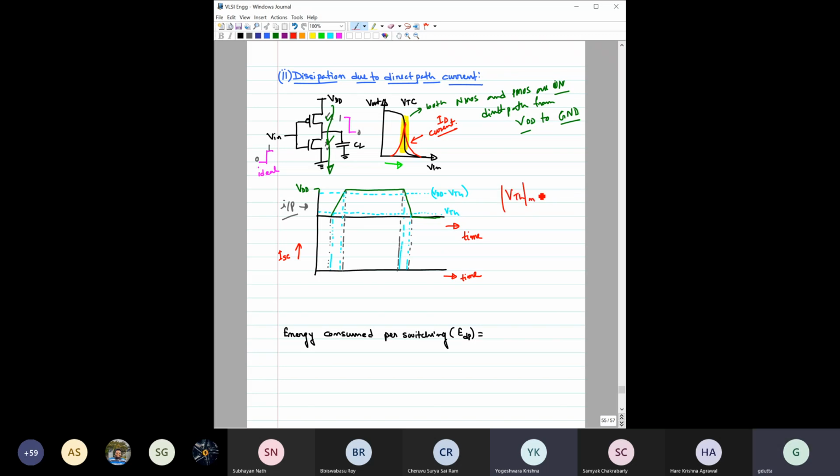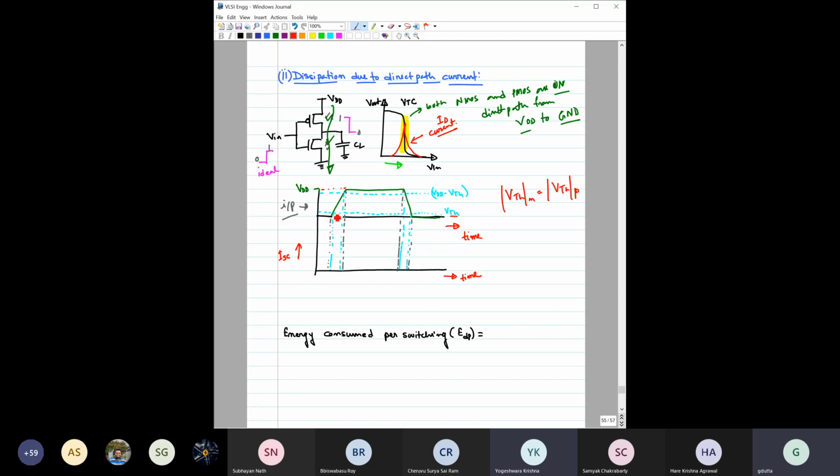Say Vt of NMOS and Vth of this PMOS are the same in magnitude. Okay, then what will happen? I am saying this as a Vt level. So this is the Vt level. This is the VDD minus Vt level, because this is VDD, so this is one threshold voltage below. So it is the VDD minus VTH level, right?